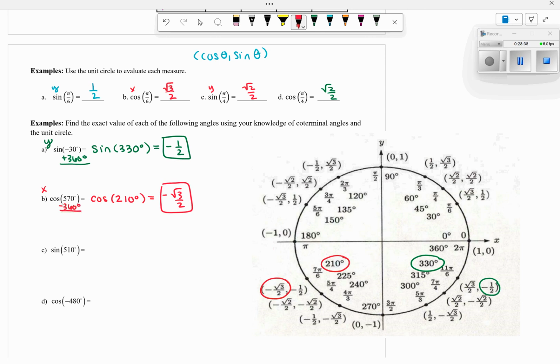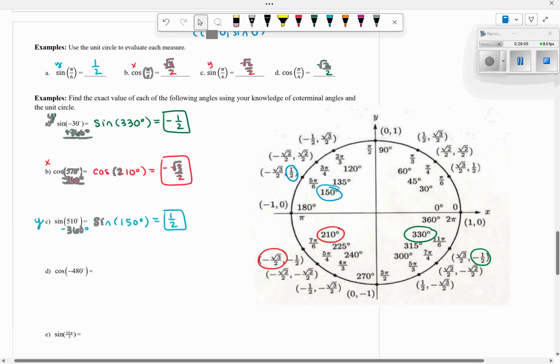So then we want the sine of 510 degrees. So where's 510? It's not in our circle. So we need to subtract 360 degrees to figure out where it's at. If I subtract 360 degrees, this is equal to the sine of 150 degrees. So on my circle, 150, sine is the y coordinate. So the y coordinate is equal to 1/2. All right, let's keep going.